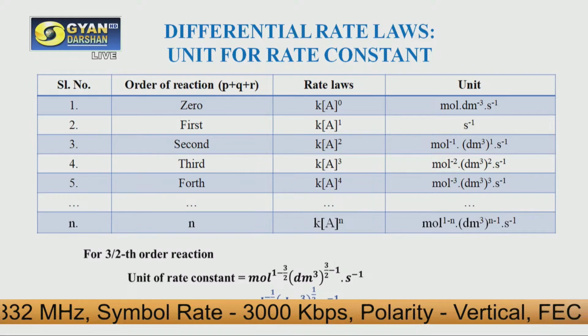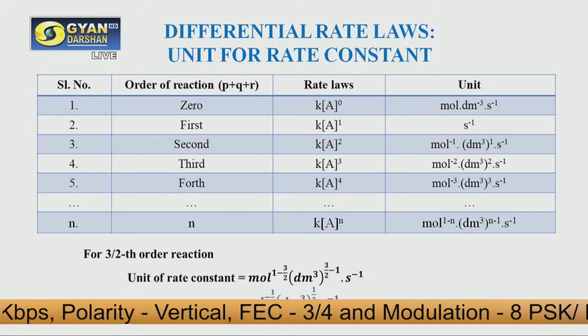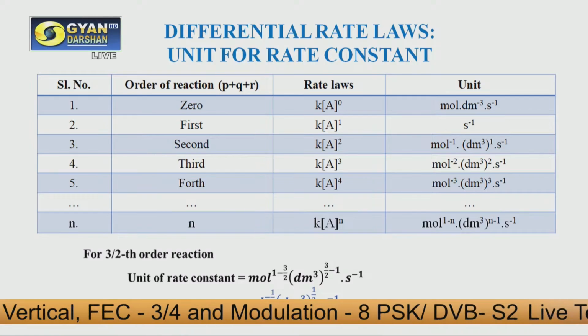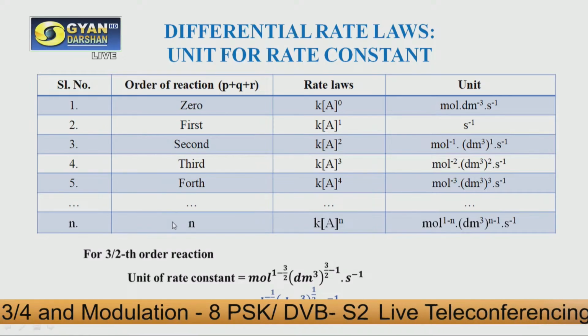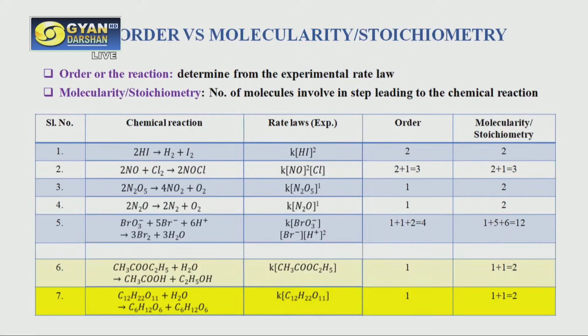Similarly, for the reaction below, which we have given as a 3/2 order reaction, we can calculate the unit of the rate constant, because here we have taken n equal to 3/2. Simply we put n equal to 3/2 in the nth order formula and we can calculate the unit of the rate constant. So for a 3/2 order reaction, the unit is mole to the power minus 1/2, decimeter cube to the power 1/2, and second inverse.